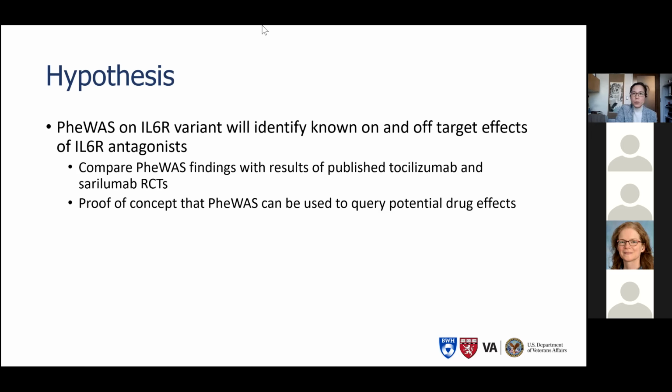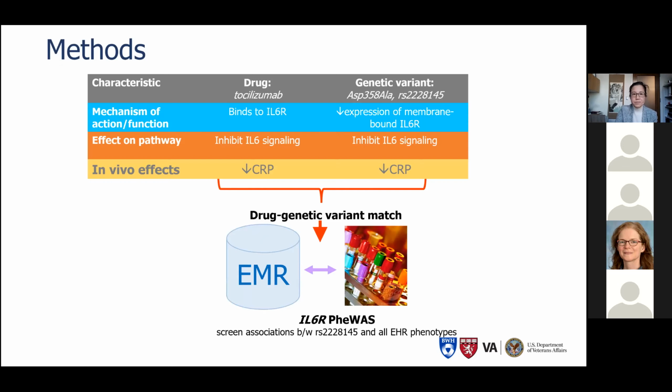And so what we wanted to do in this study was a proof of concept. We wanted to look at this IL-6 variant and see if we can capture known on and off targets of the IL-6R antagonists. And in this case, because tocilizumab had already been out there and the sarilumab RCTs were out, we can compare PheWAS findings with published results as a way to think about how we can use this tool to query potential drug effects.